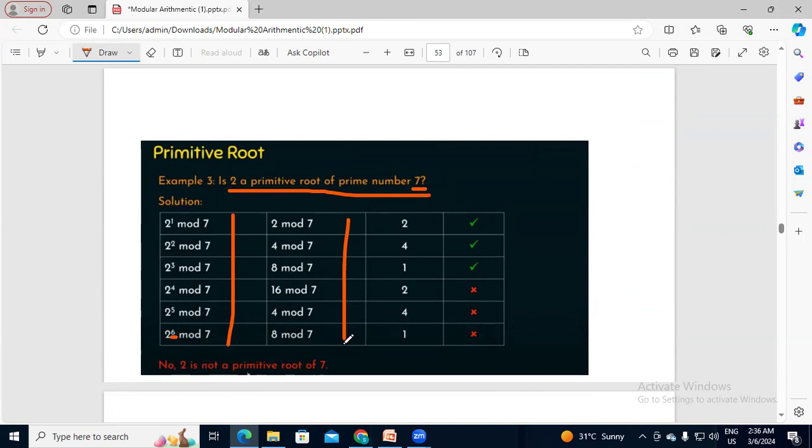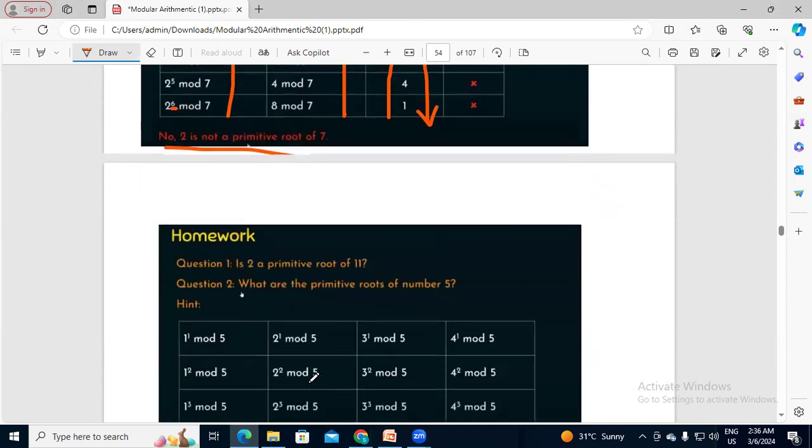If you compute the result, you will get that 4, 2, 1 are getting repeated. So the results are not distinct. Every number is not distinct in the result set. So here we cannot say that 2 is a primitive root of 7. So no, 2 is not a primitive root of 7.